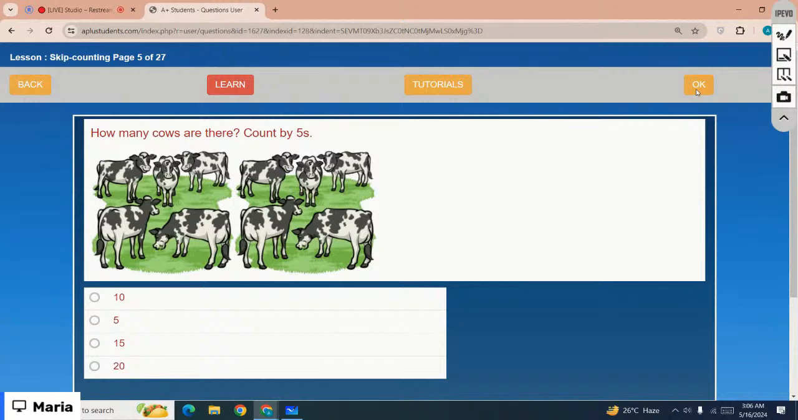How many cows are there? Count by fives. So, which is the correct option? The correct option is 10. Option number one is the 20. No, you have just two sets, 5 and 5, 10. The correct option is 10, not 20.